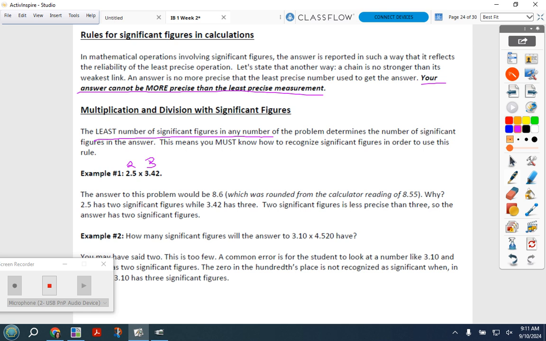So for multiplication and division, find the lowest number of sig figs and go ahead and write it on top of the numbers that are going into it if it helps you. And then do the calculation. When you get your answer, if you're doing multiple steps, you don't necessarily have to round each time. You can just say, my final answer can only have X number of sig figs. Okay?